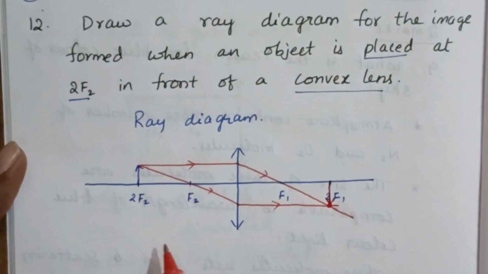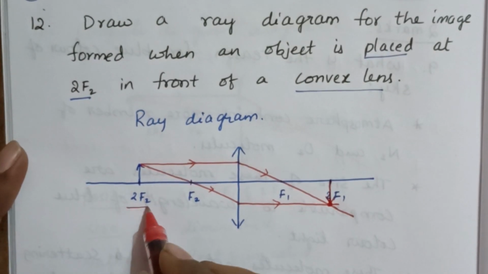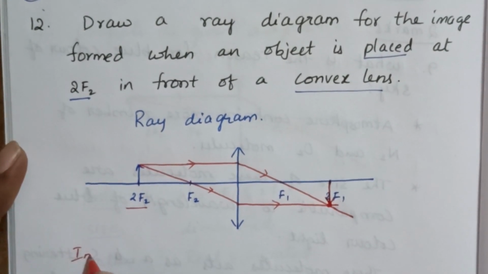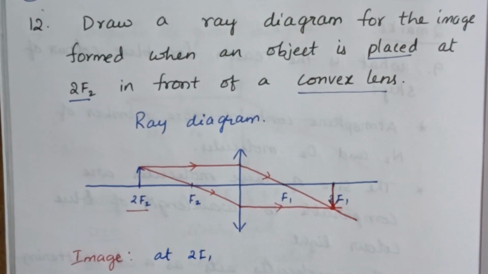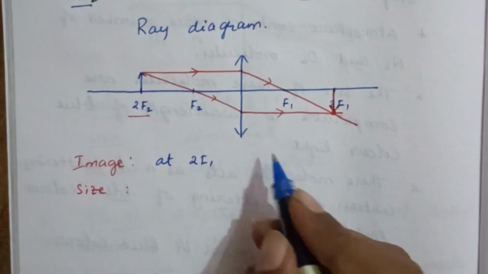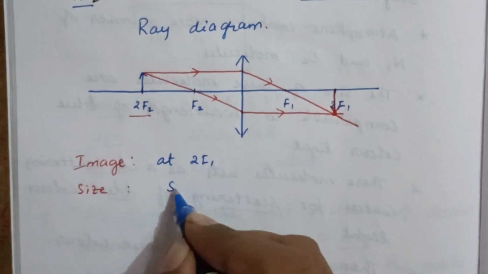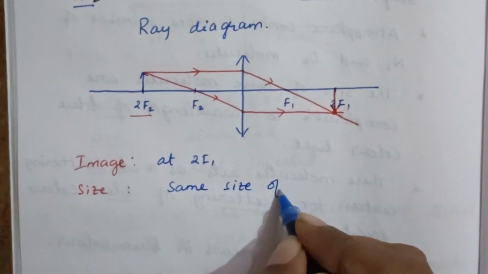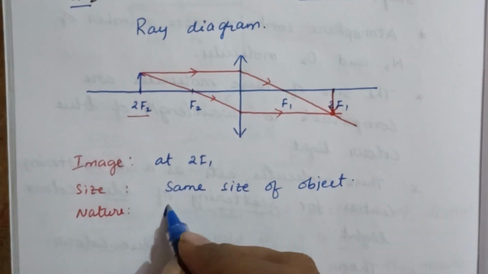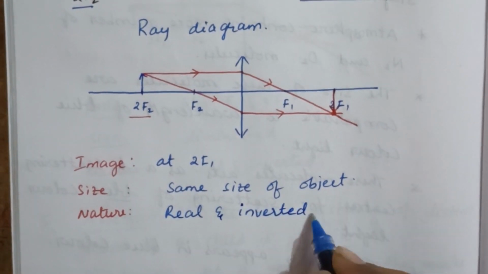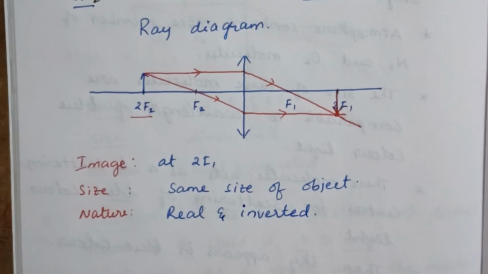Now when an object is placed at 2F2, where is the image formed? At 2F1. What is the size of the image? Equal to the size of the object, the same size. What is its nature? Real and inverted.